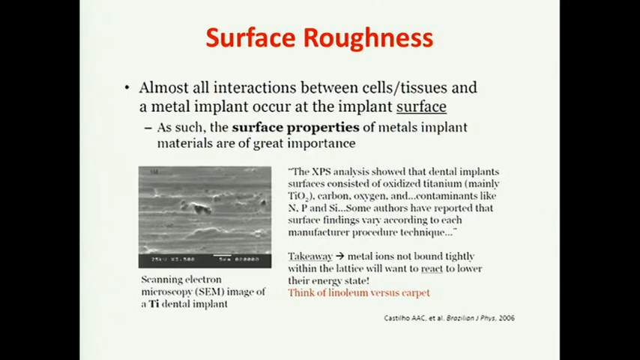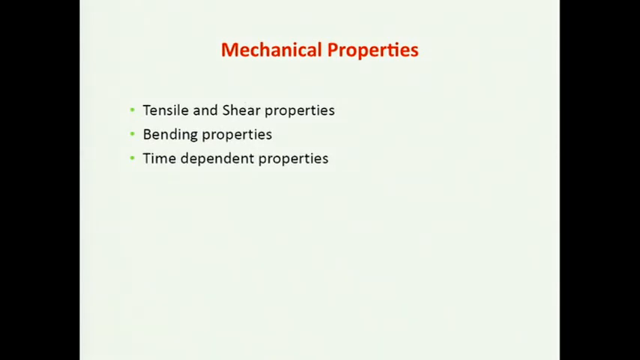So surface roughness is another important thing for us to consider, because almost all interactions between cells, tissues, and the metal implants, generally all implants, occur at the surface, as I said. And impurities on the surface are something that we don't want, because they can cause leachables, and so they can cause adverse reactions within the tissues.